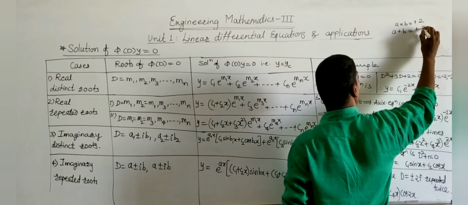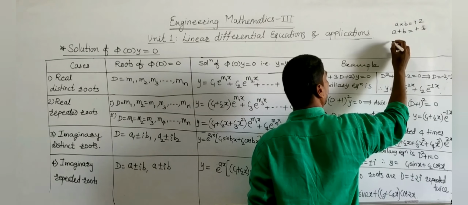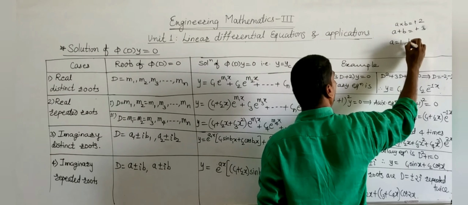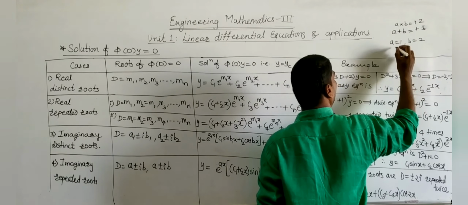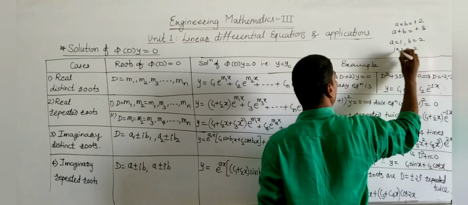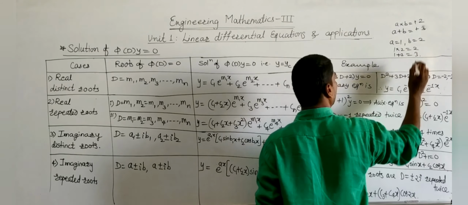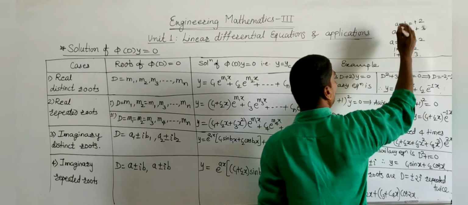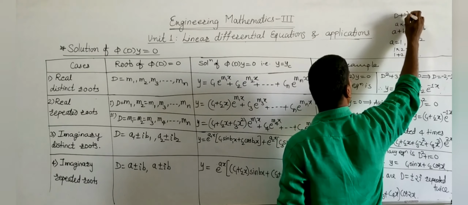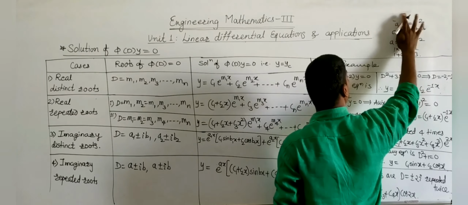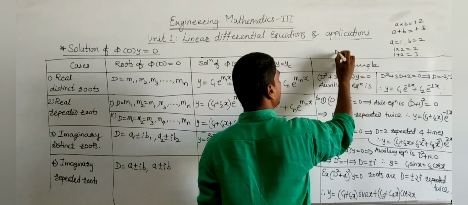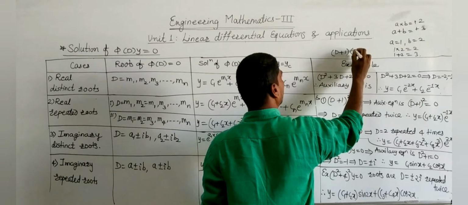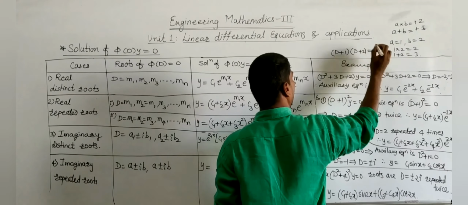Okay, so find such numbers a and b. If we take a equal to 1 and b equal to 2, we get 1 into 2 is 2, and 1 plus 2 is 3. So these two numbers are 1 and 2. So the factorization of this quadratic equation, of this differential equation, is (D plus 1) into (D plus 2) equal to 0.